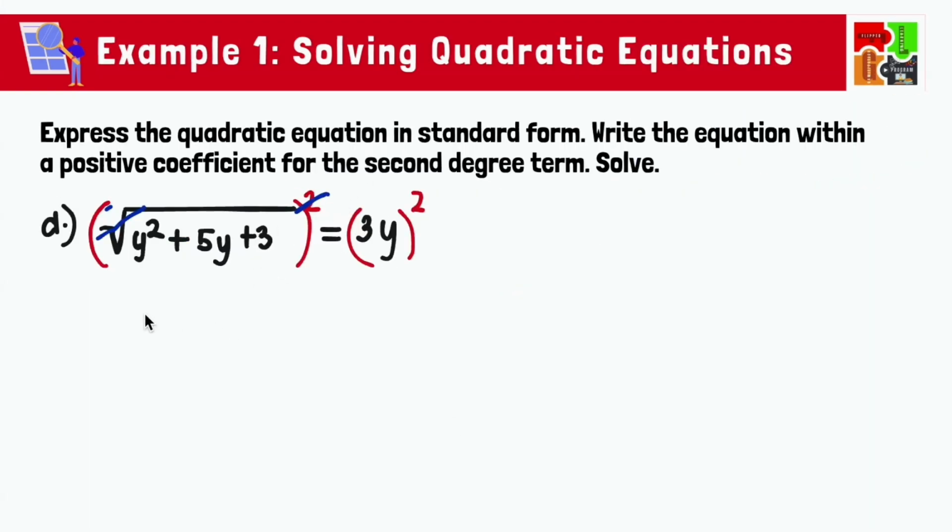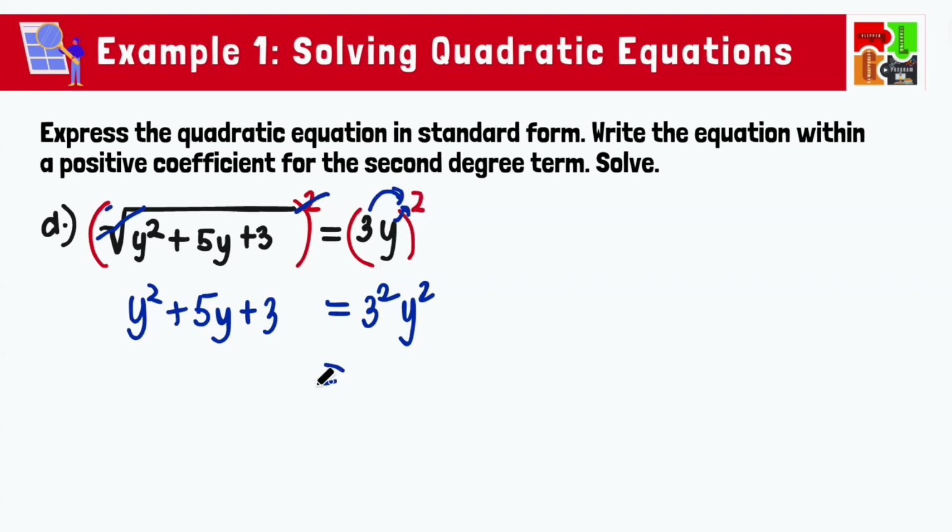So now, our apple here is y squared plus 5y plus 3. That is our apple. Equals 3 squared or 3y squared. Paano siya? From our laws of exponent nung grade 7 kayo, tinuro na yan, we have 3 squared y squared. Just basically square the 3 and square the y.